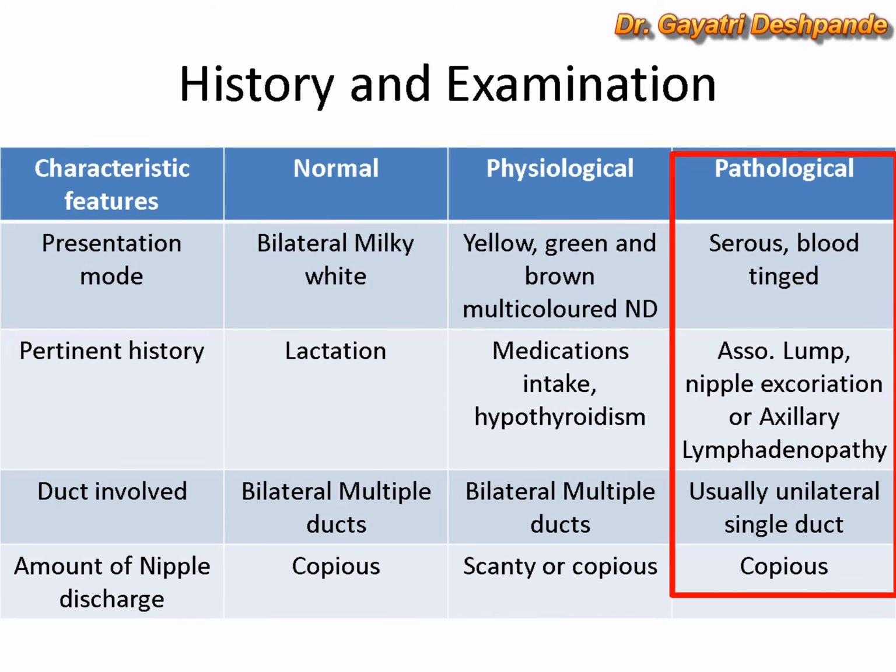After a thorough physical examination, the patient with a pathological nipple discharge should be carefully noted. A patient with pathological nipple discharge may have serous or blood stained discharge associated with a lump and or axillary lymphadenopathy, usually from a single duct and with copious discharge.